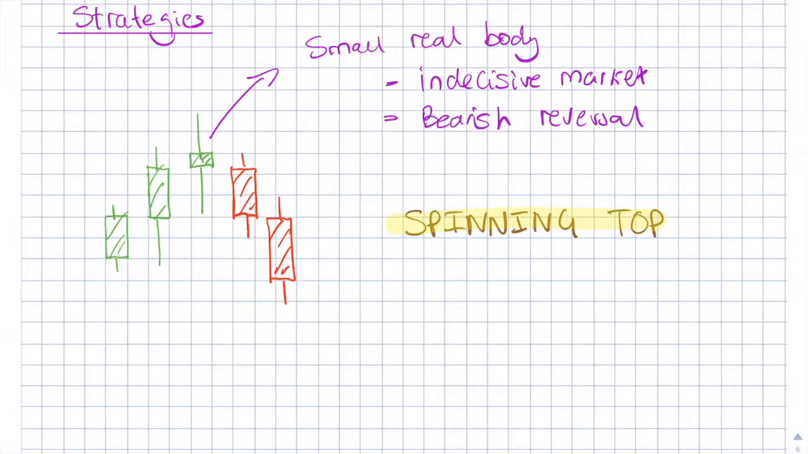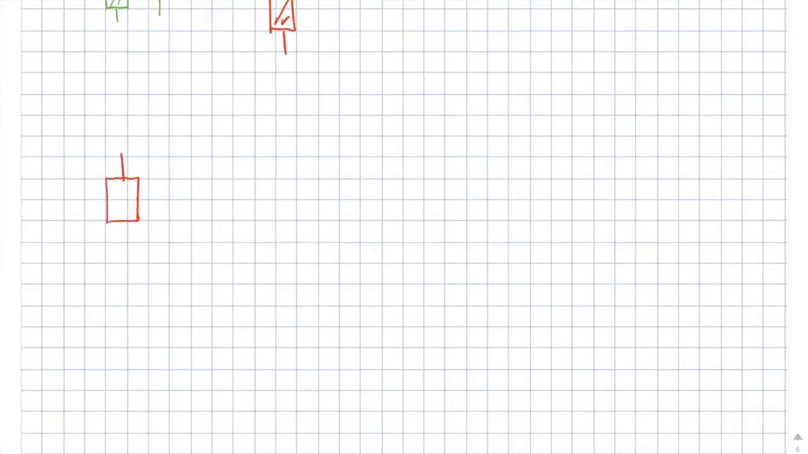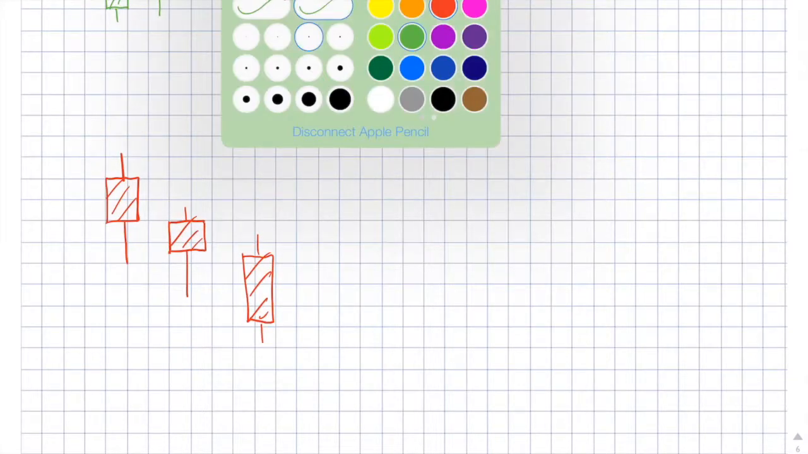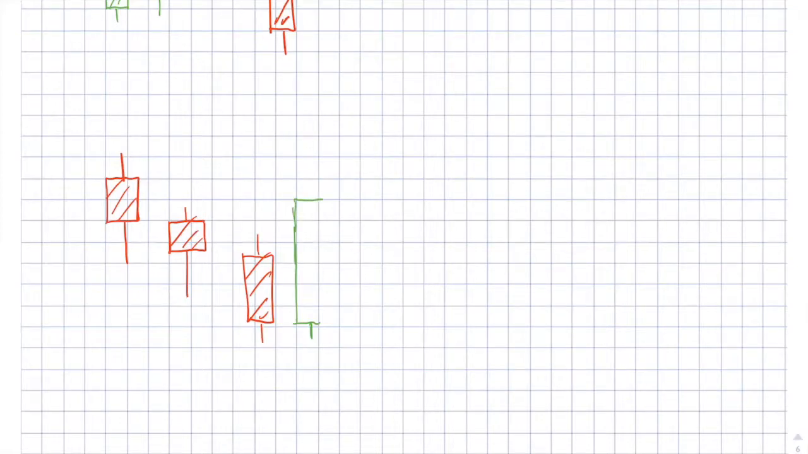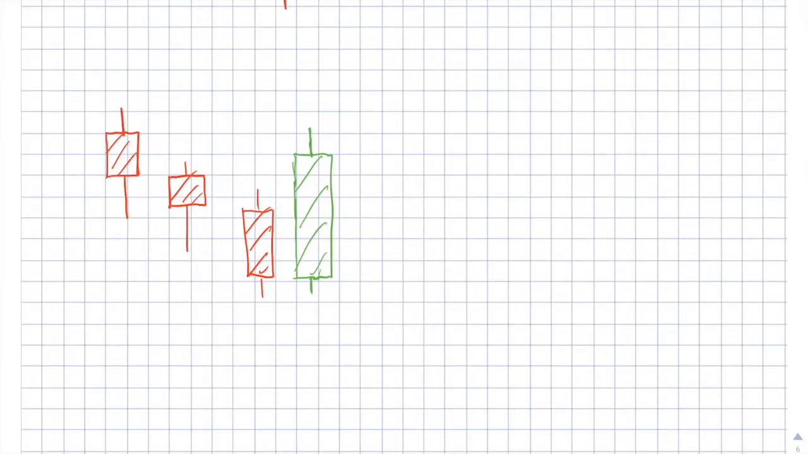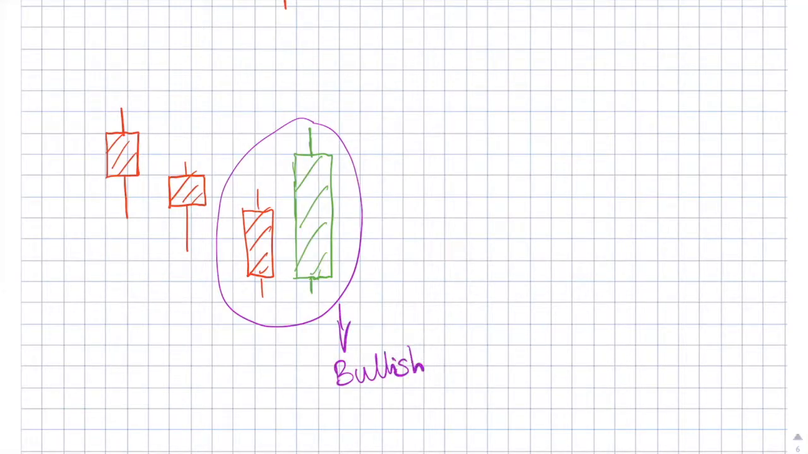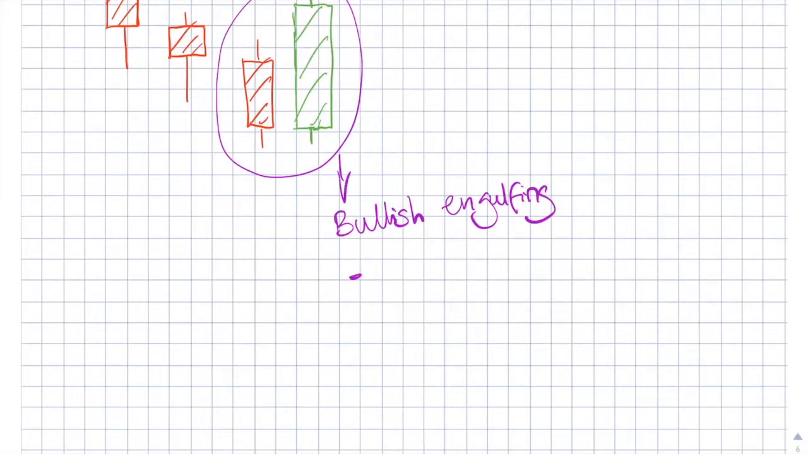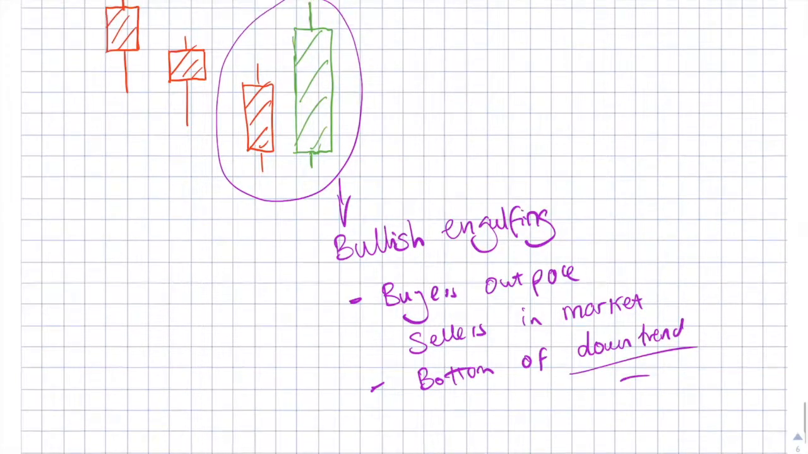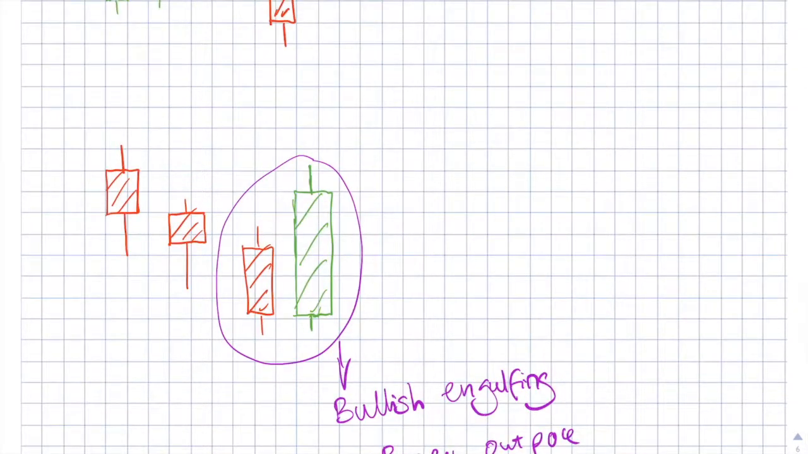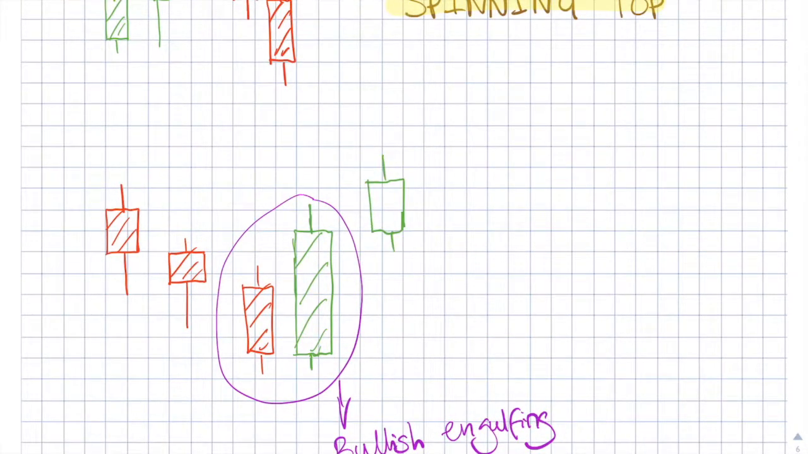But for now, let's talk about bullish engulfing. So let's say we have three bearish candlesticks, and after that we have a bullish candlestick whose real body covers the bearish candlestick to the left of it. This is what you call bullish engulfing. And what does that mean? Well, it means that the buyers outpace the sellers in the market, and this signifies the bottom of a downtrend. So this means that perhaps now the market is going to start following a bullish trend. So it might even look like this, perhaps.